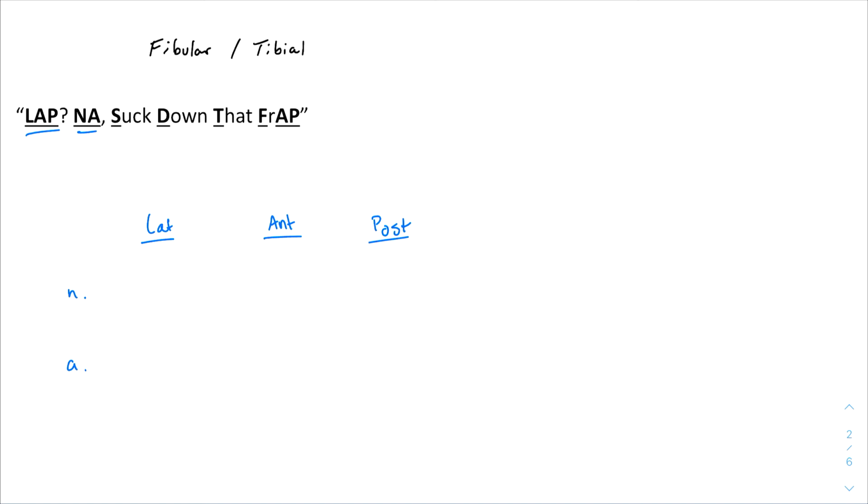So for the first row, we're going to be using the first letters of the next 3 words in the sentence. So suck down that. It's going to be suck for S, down for D, and that for T. And for the next line, we're going to use the word frap, specifically the F, the A, and the P. So F, A, and P. So remember how I said these are all either going to be named after fibular or tibial, and this is the F and T in the mnemonic, and notice that they're at opposing sides of the table, in these kind of corner spots highlighted here in red.